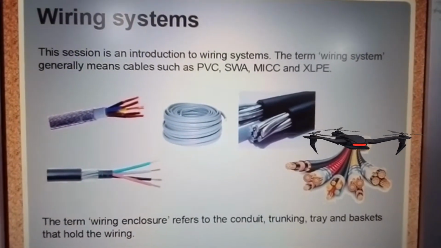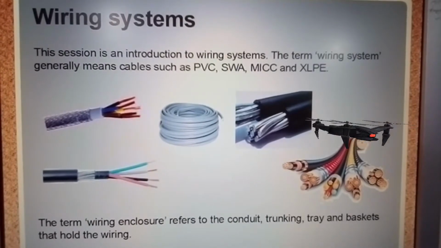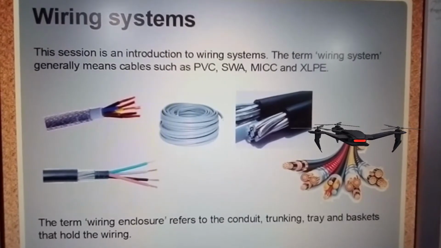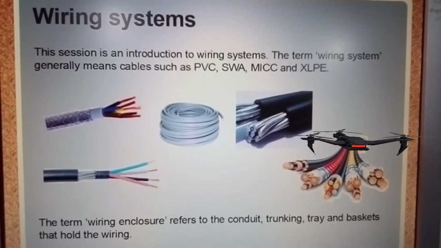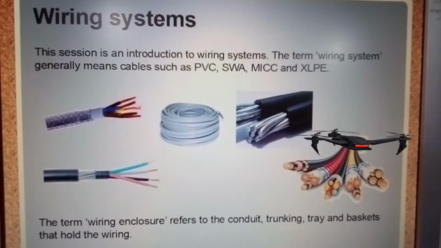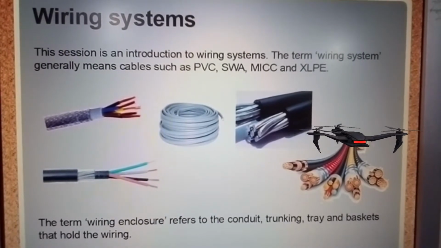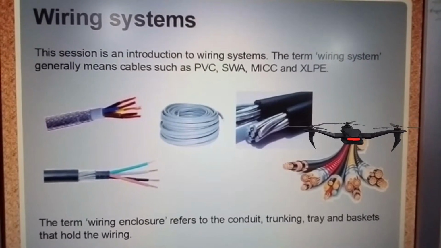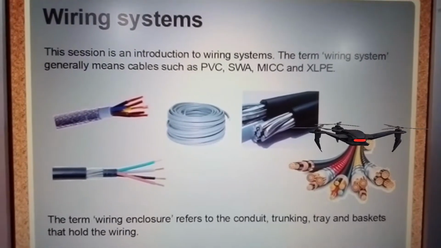This session is an introduction to wiring systems. The term wiring system generally means cables such as PVC, SWA, MICC, and XLPE. The term wiring enclosure refers to the conduit, trunking, tray, and baskets that hold the wiring in place.